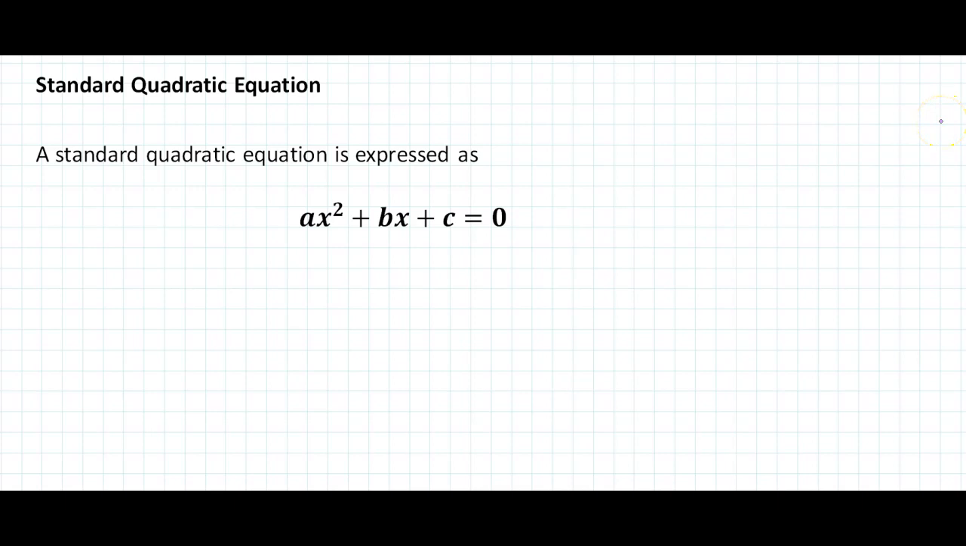So what is the standard quadratic equation? It's always expressed in the form ax squared plus bx plus c equal to 0. Remember that this is your quadratic term, this is your linear term, and this is your constant term, and you always have to make sure it's equal to 0 on the right hand side.